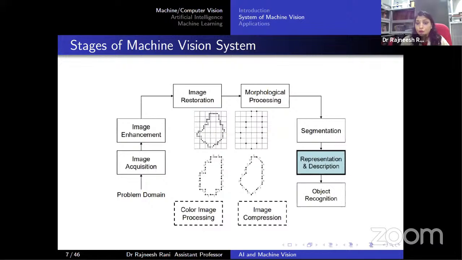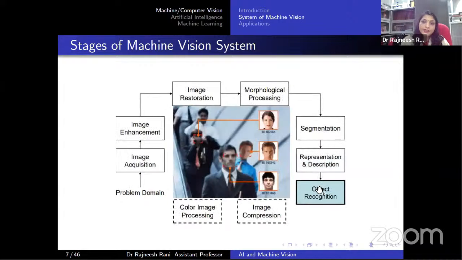Similarly, if you want to recognize fruits, then you will recognize fruits with the help of different features, for example, the shape of the fruit and the color of the fruit. So representation and description means you represent that image in the desired form, and then you extract the features from that image. And then next, depending upon those features, you recognize a particular person or particular object.